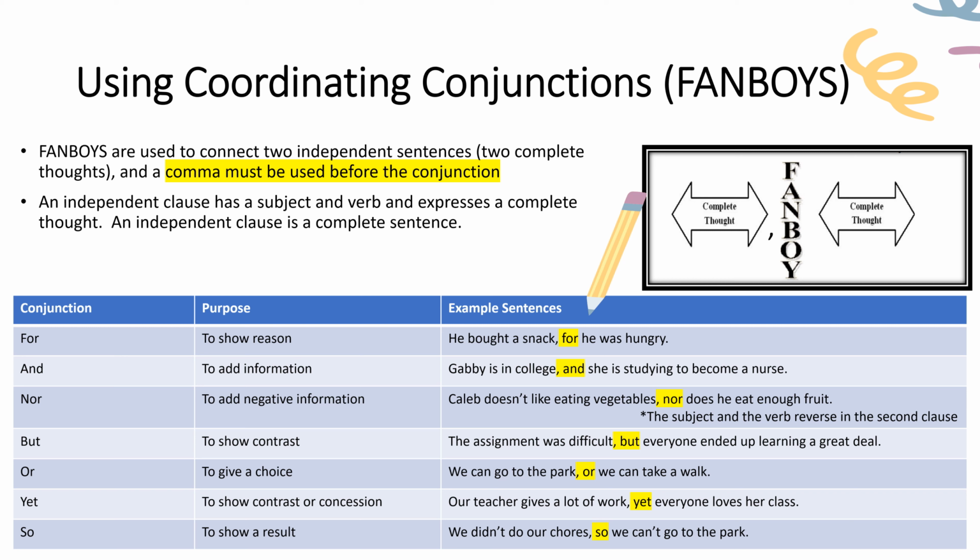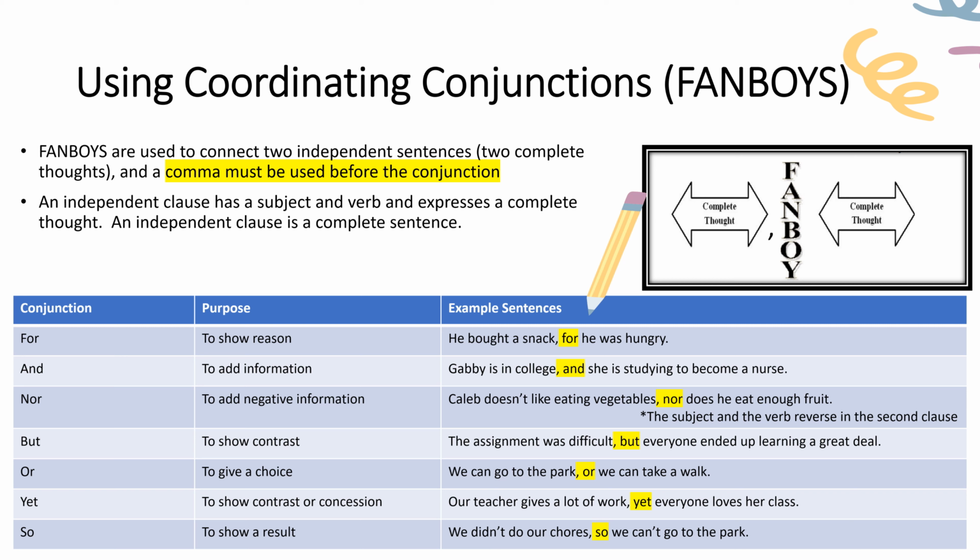Nor, to add negative information. Caleb doesn't like eating vegetables, comma, nor does he eat enough fruit. Notice the subject and the verb reverse in the second clause. But, to show contrast. The assignment was difficult, comma, but everyone ended up learning a great deal. Or is to give a choice. We can go to the park, or we can take a walk.